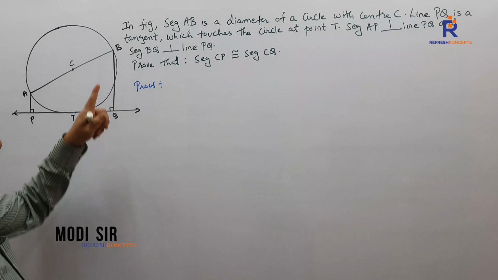What next? Now all of you are aware of the property of intercepts made by three parallel lines. Are we aware of it? Indeed we are. So what is it? If there are three parallel lines, the intercepts formed on all the transversals are in proportion. So can I say AC by CB is equal to PT by TQ? But AC is congruent to CB. Therefore, PT will be congruent to TQ.